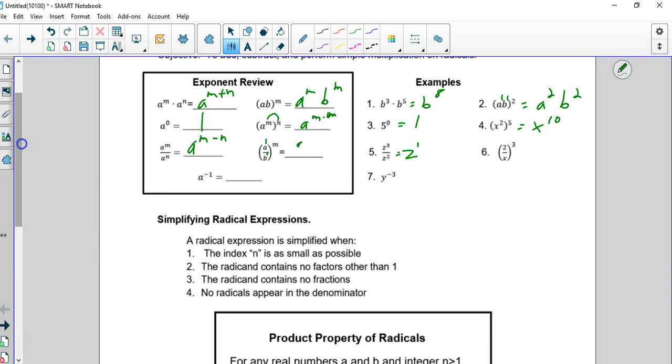So it's a to the m over b to the m. So over here, this is 2 to the 3rd over x to the 3rd, or 8 over x to the 3rd. And then negative exponents we don't like.